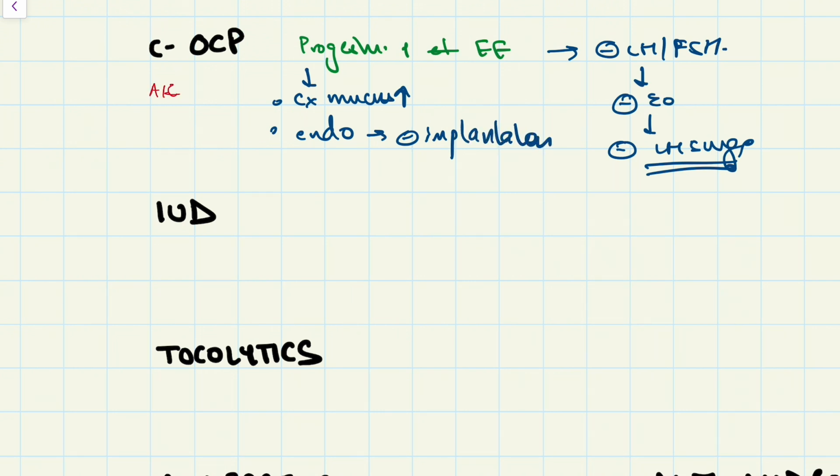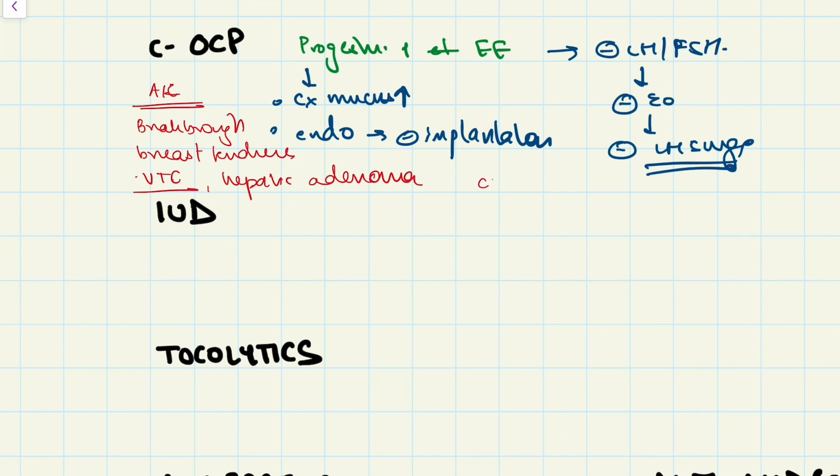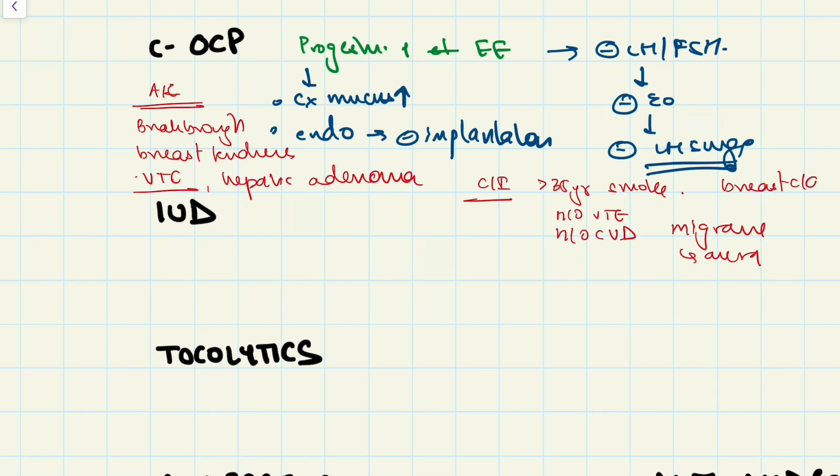The adverse effects are very important. So first is breakthrough bleeding. It can cause breast tenderness, then venous thromboembolism, hepatic adenoma, and the contraindications include females more than 35 years of age who smoke, history of venous thromboembolism, history of cardiovascular disease, migraine, especially migraine with aura, breast cancer and liver disease.